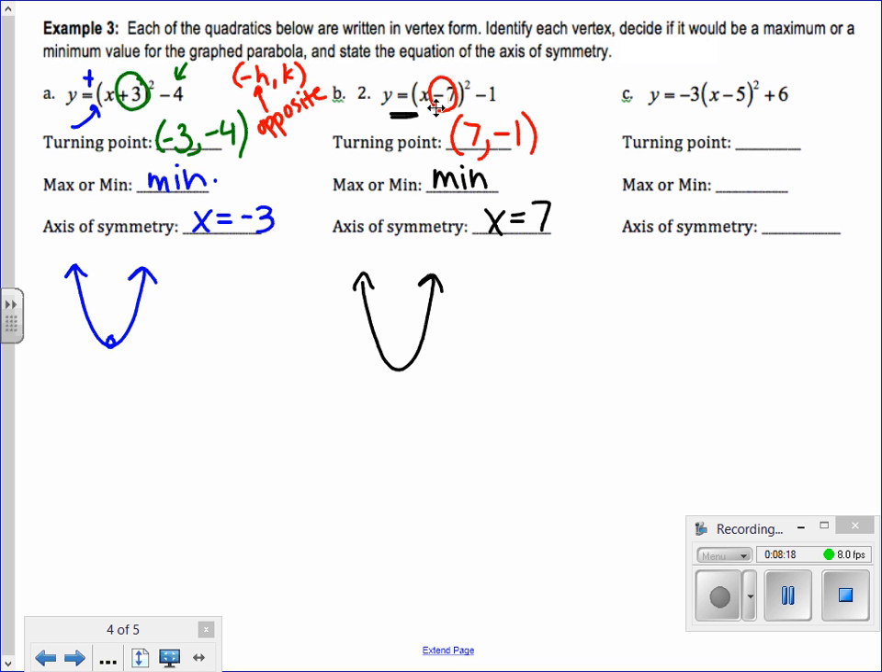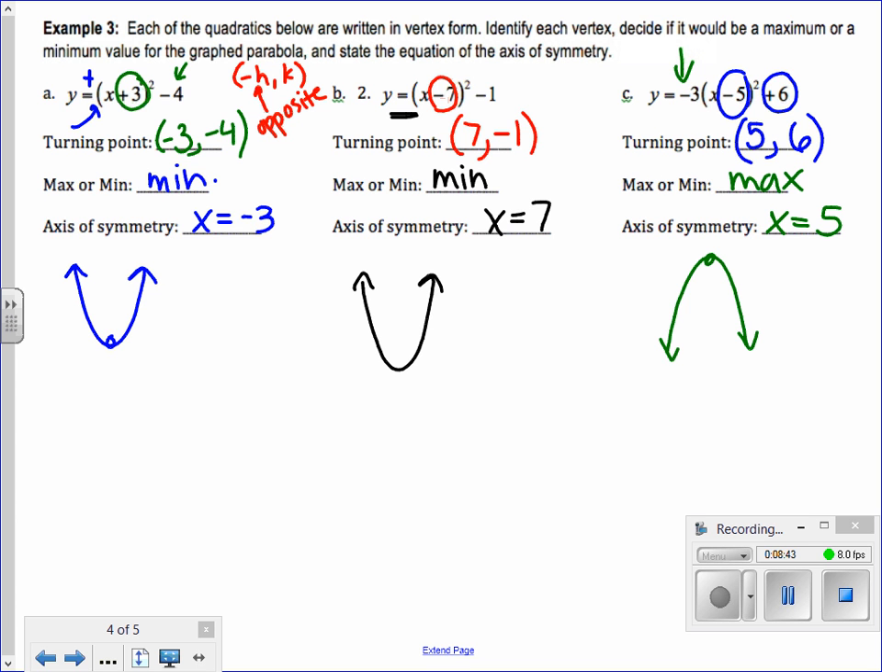Last problem on this part. For the turning point, I'm going to look at just the numbers in the parentheses and outside the parentheses. The turning point is the opposite of negative 5, so positive 5, positive 6. Notice that this time there's a negative in front of the whole equation, so your graph opens down, which says this vertex is a maximum with an axis of symmetry at x equals 5.